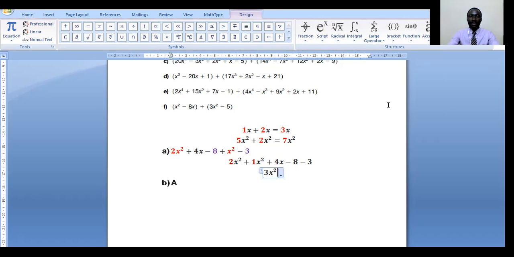What we do is we add the coefficients. Then notice that we don't have anything similar or looking alike to 4x. So we just keep it like that as 4x.